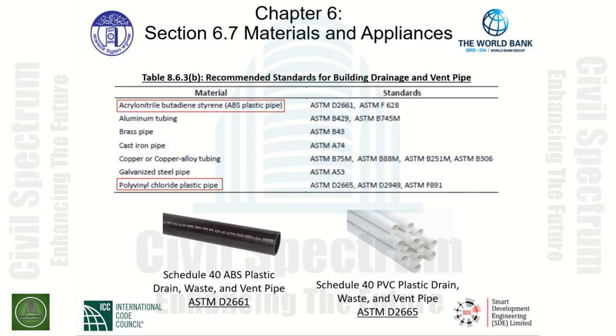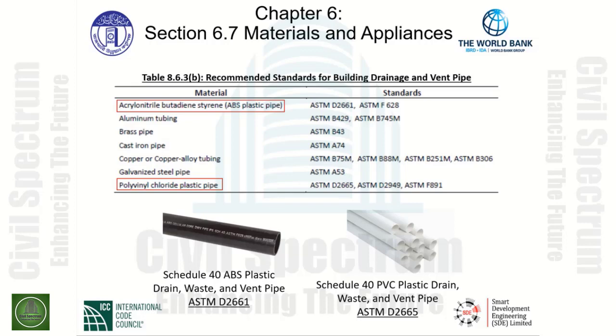Aluminum tubing is a material that can be utilized for building drainage and vent pipe, as well as brass pipe, cast iron pipe, copper or copper alloy tubing. We have galvanized steel pipe that is permitted, and polyvinyl chloride plastic pipe, better known as PVC.